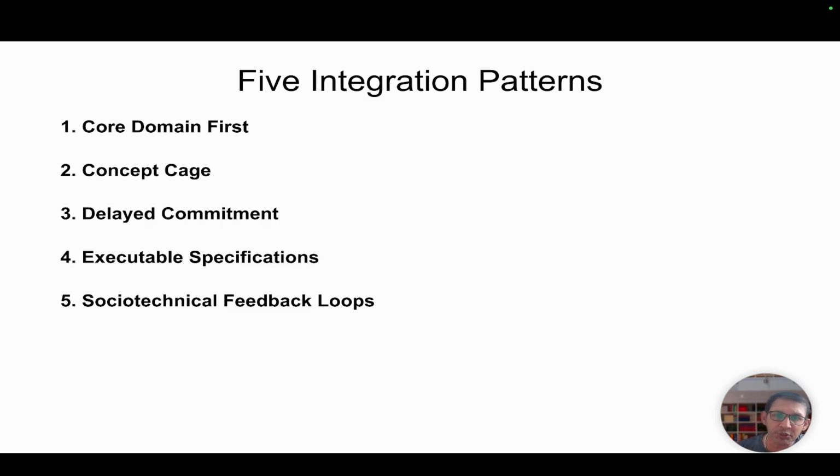The fifth pattern is socio-technical feedback loops. You schedule regular concept reviews alongside your normal backlog grooming sessions. You systematically review whether your domain model is still accurately reflecting how the system is actually being used and evolved. This prevents the model from becoming an outdated artifact.